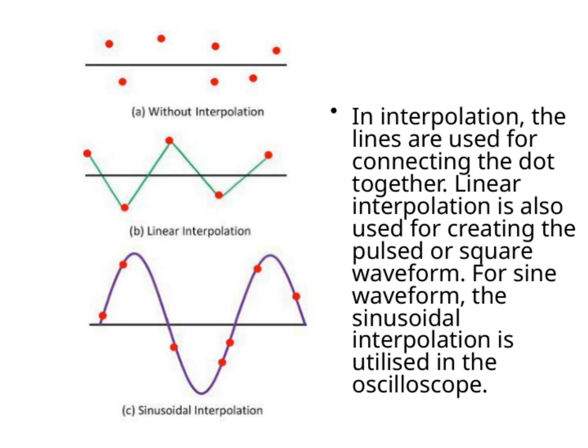When we talk about linear interpolation, it's often used for generating pulsed or square waveforms, where the signal jumps abruptly from one level to another, and connecting those points with straight lines makes the waveform look clean and precise. On the other hand, for sine waveforms, we utilize sinusoidal interpolation, which uses the natural smooth curve of a sine function. This is especially important when working with oscilloscopes, as it allows us to accurately reproduce and analyze the sinusoidal signals.